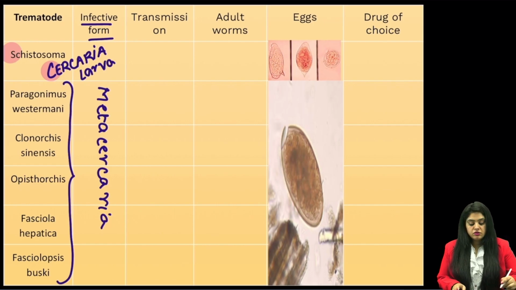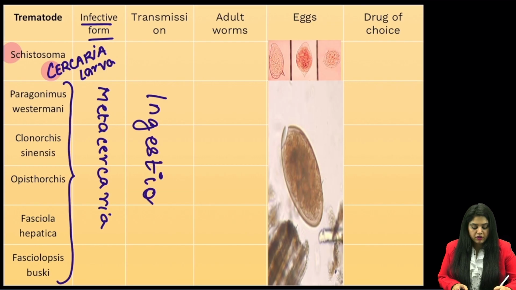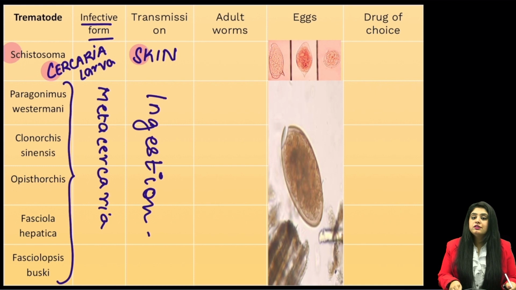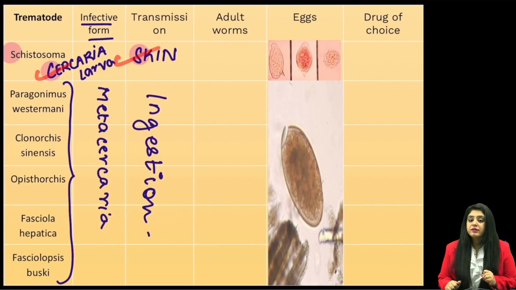Next, if I talk about the transmission, all of them are going to be transmitted via ingestion. Schistosoma says, no, I want S. My transmission is going to be via skin. Skin penetration. This was a recent FMG question also. Which parasite has skin penetration? It's in front of you. So Schistosoma says Cercaria, Schistosoma says skin.